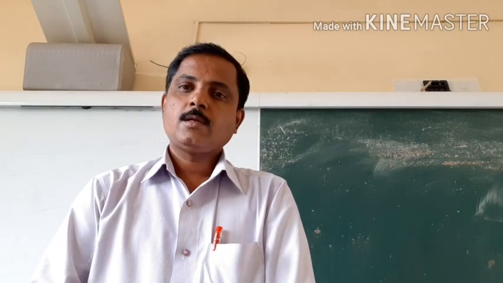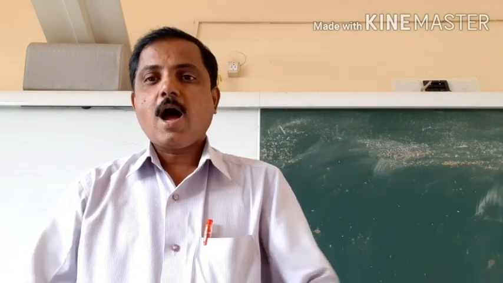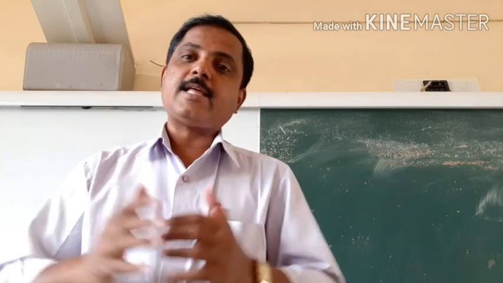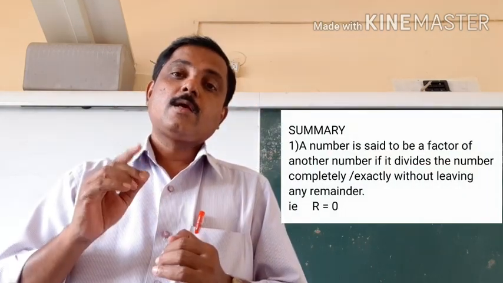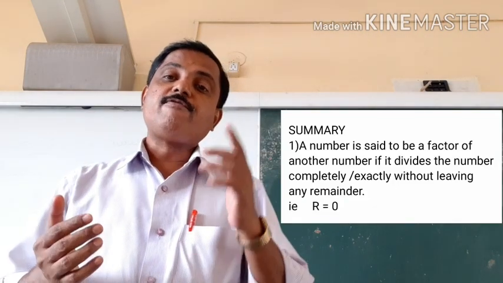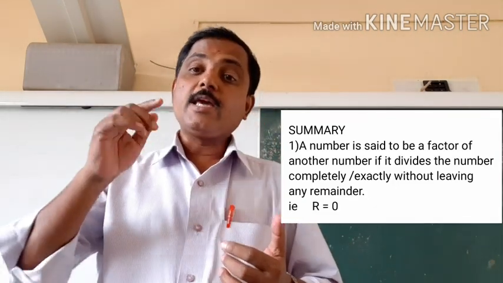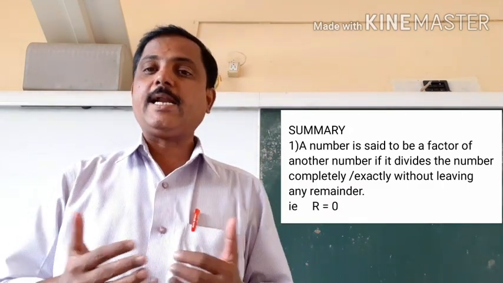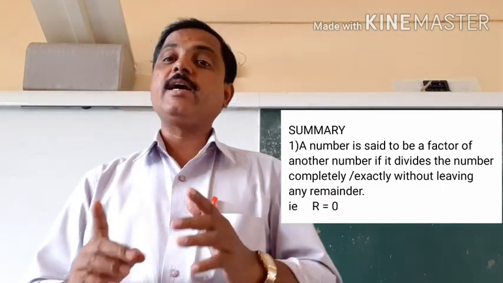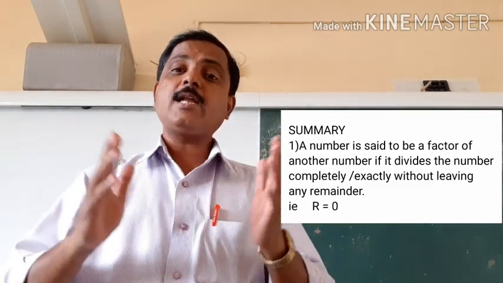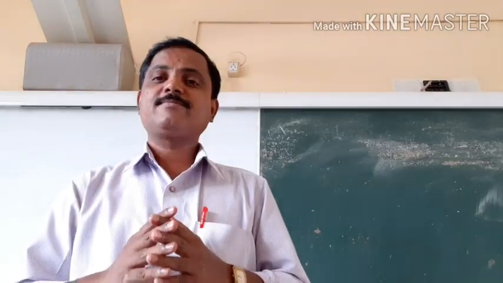Okay? So children, how can you define the factor of a number then? A number is said to be a factor of another number if it divides the number exactly or completely without leaving any remainder. Means it makes the remainder 0. Okay?